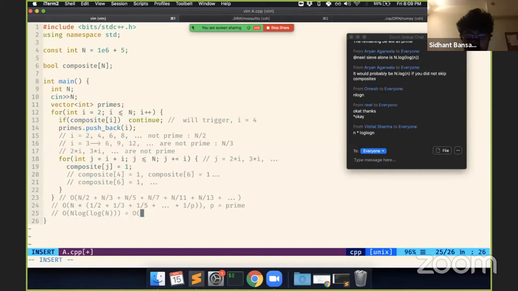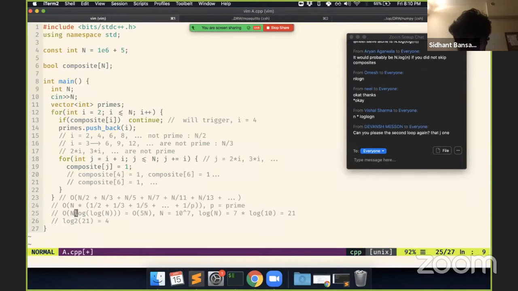For more practical purposes, just think of it like 5n. Because think about it: if n is even 10 to the 7, which is probably the biggest value you'll get in competitive programming, then log of n is probably going to be 7 into log 10, which is something like 21. And then log of 21 is going to be something like 4-ish. I'm doing all these logs base 2.